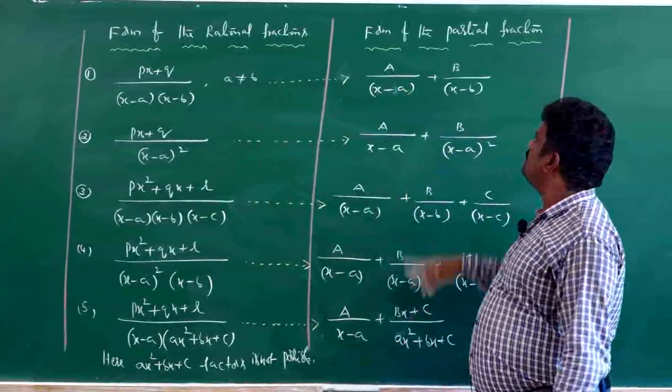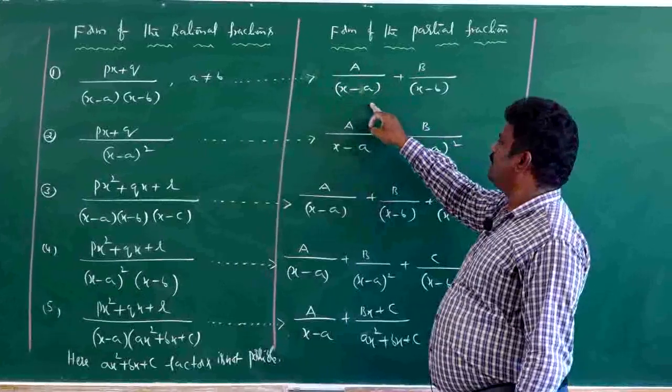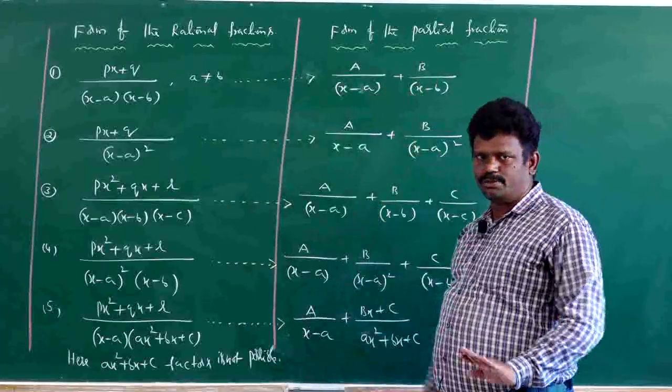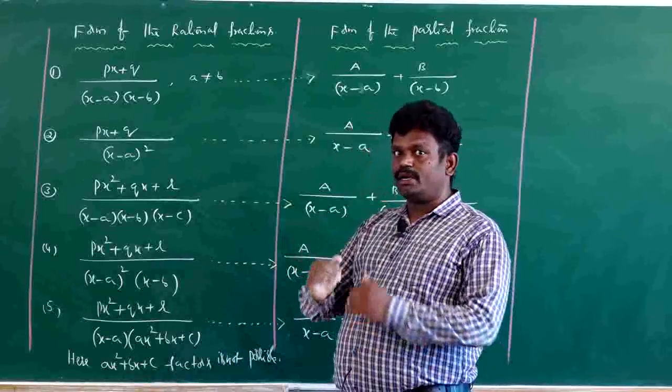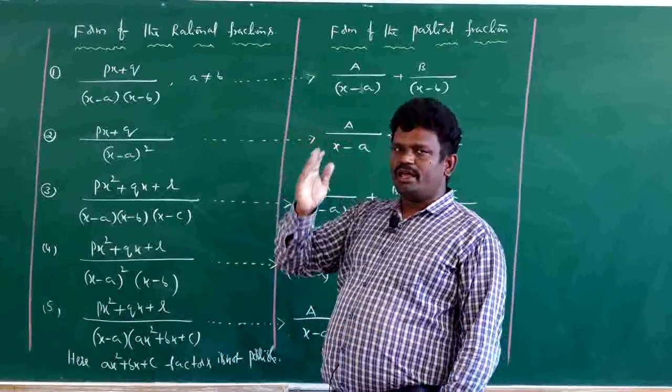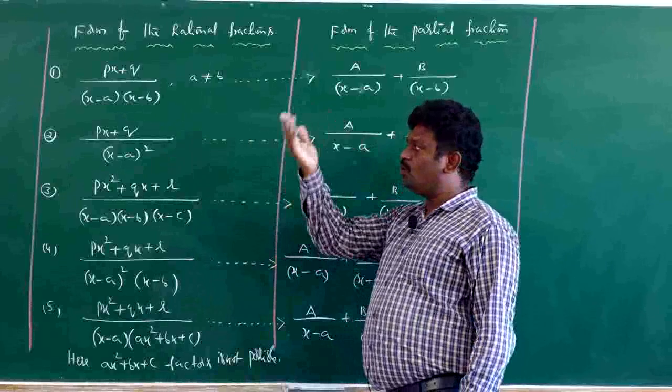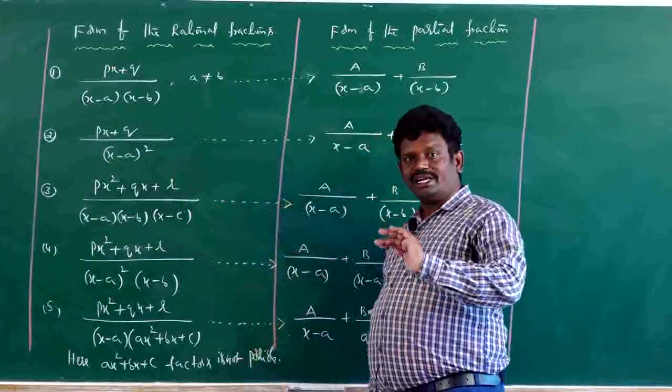A by x minus a, the form of the partial fraction is a by x minus a plus b by x minus b. Okay? Otherwise, if the denominator has only linear factors but repeated, that means the power of x minus a whole square, x minus a whole cube, like that is given. So how many times is it repeated?